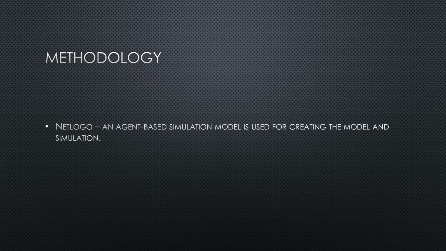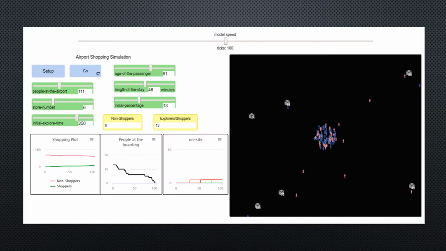We will be using NetLogo, which is an agent-based simulation model that will allow us to create the model and execute the simulation with a lot of these key factors as input parameters, and we will be able to test different scenarios. This is the NetLogo web version of the model. As you can see in the simulation space, I have people, men as blue and women as pink. And the small boxes that you see here are stores that people go to shop.